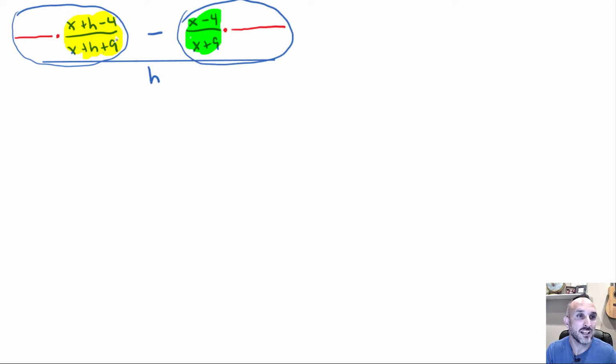So what we need to do is for the denominators to match, this is kind of the worst case scenario. I have to multiply this fraction on top and bottom by x plus 9. And I have to multiply this fraction on top and bottom by x plus h plus 9.